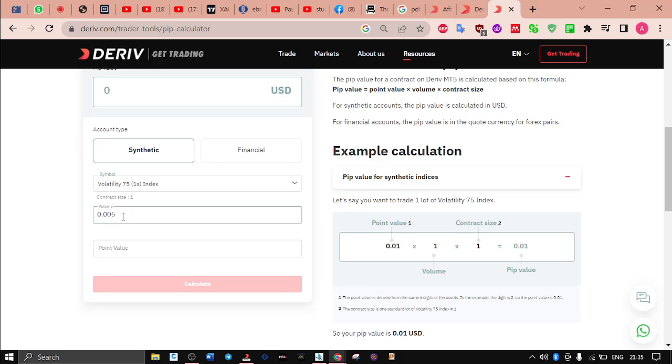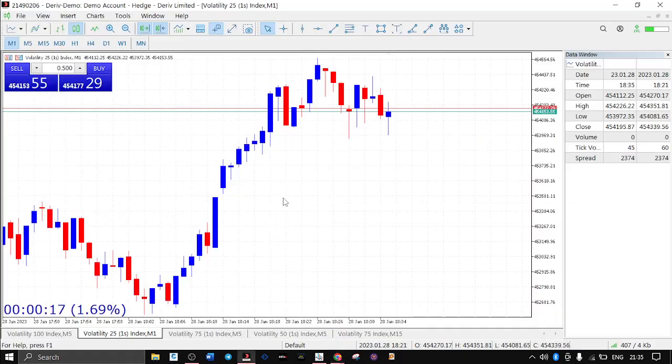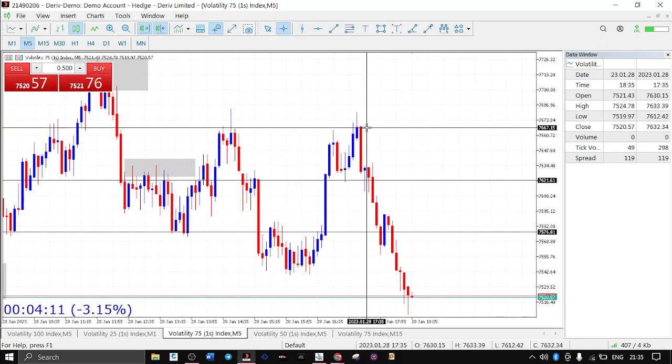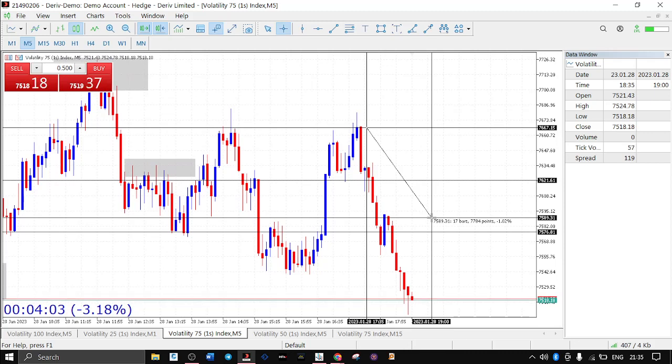For this case, if you put the minimum lot size of 75s and you have like 200 points, this will give us $1. This is the point value, $1. Have you seen? It is here. When you enter with this lot size on VIX 1S and it moves 200 points. And how do you measure points? You come to your calculator here, then measure from here to here. Are you seeing the points? You're seeing them?